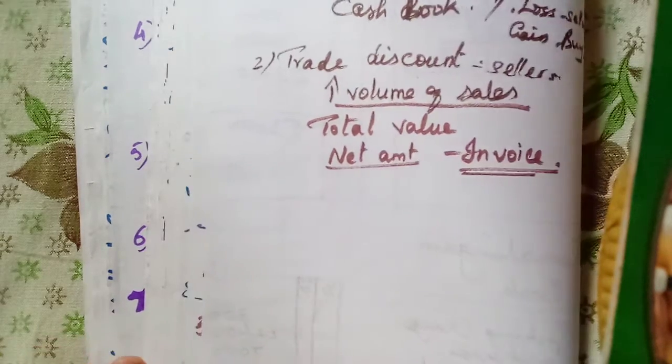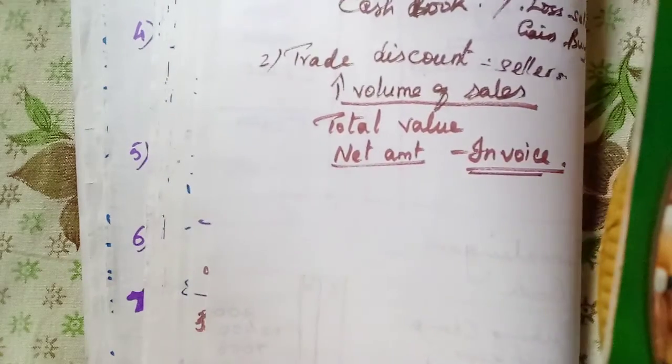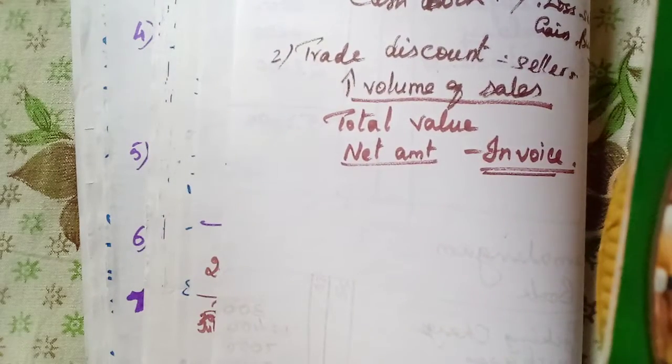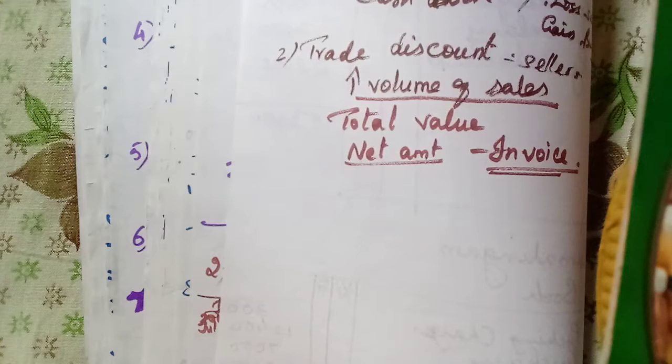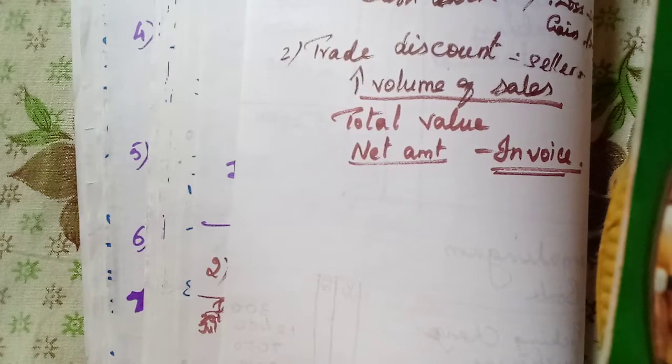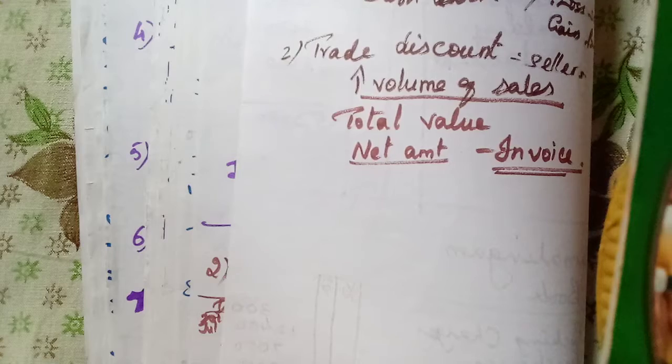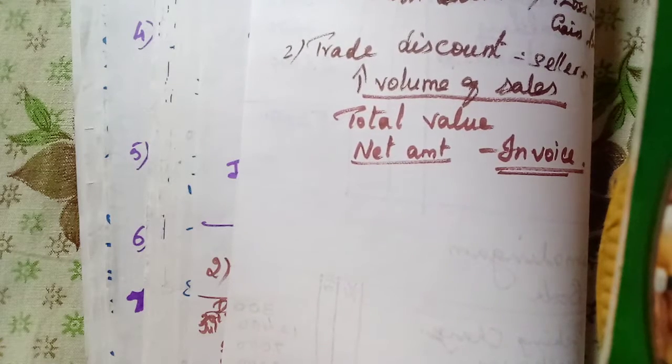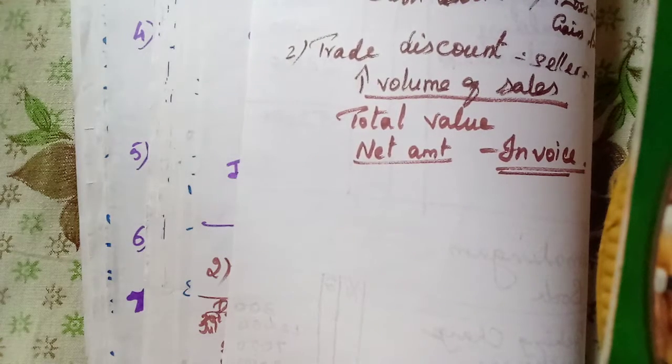Now I will mark and give you the question answers. Here we have the theory portion to study. So you study the theory portion. Then we will learn the double column cash book, students.